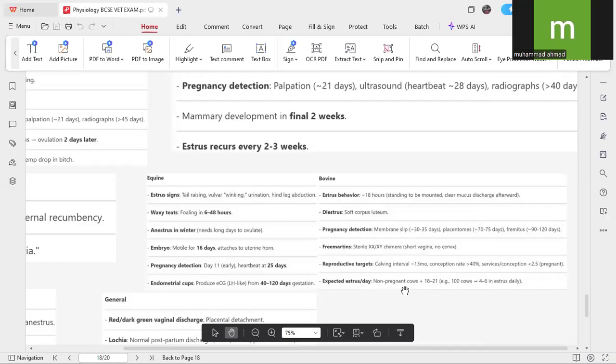Expected estrus per day: the number of non-pregnant cows divided by 18 to 21, since this is a cycle. So this is how we calculate the expected estrus per day. For example, 100 cows divided by 21, or 80, is equal to 4 to 6 in estrus daily.